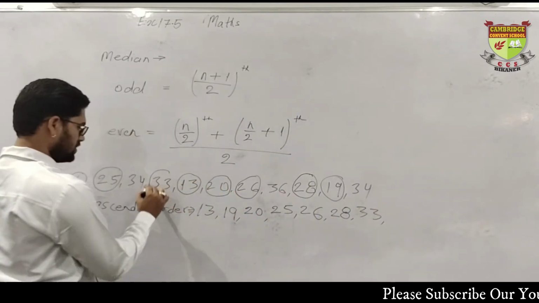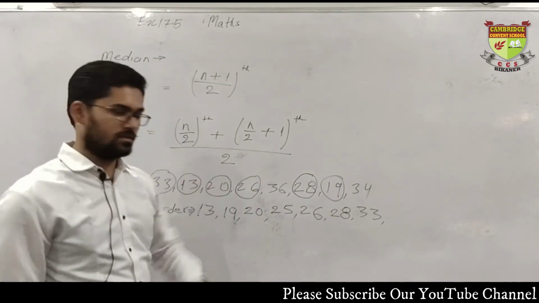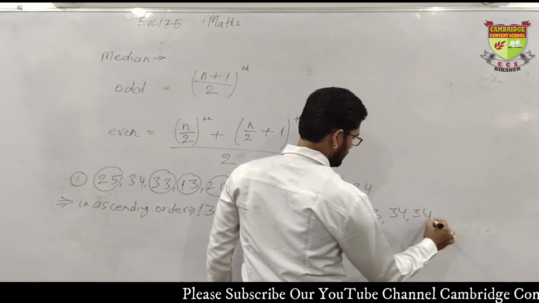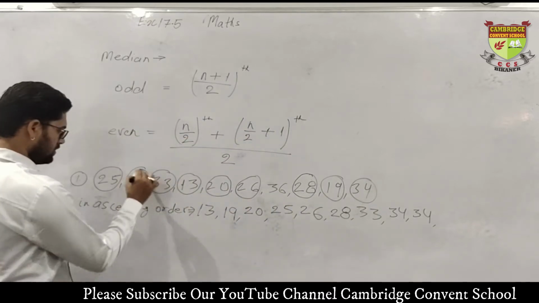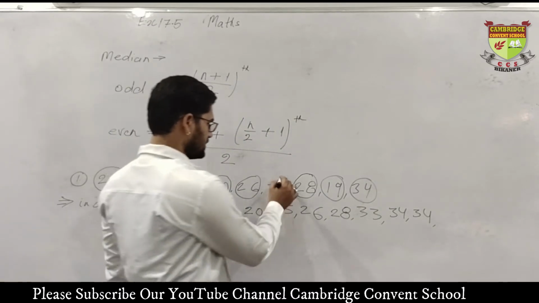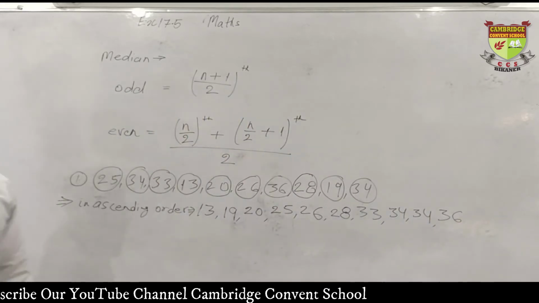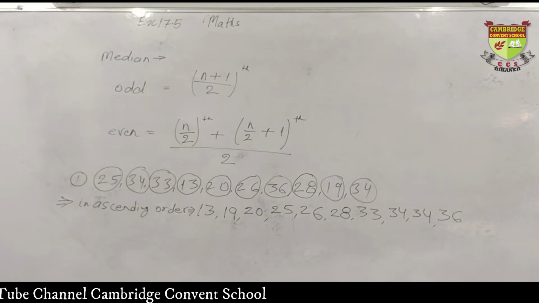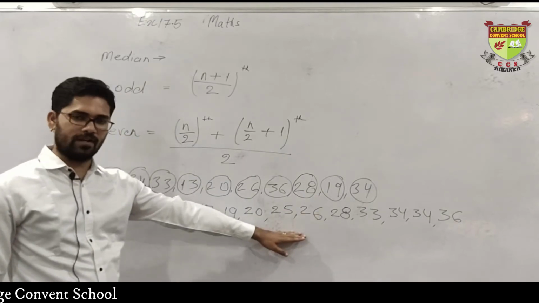33 is used. Now 34, 34, two times. This is done. The last number is 36. So all these numbers have been written in ascending order. Clear? Now we will apply the formula. By the help of this sequence we will find the answer.